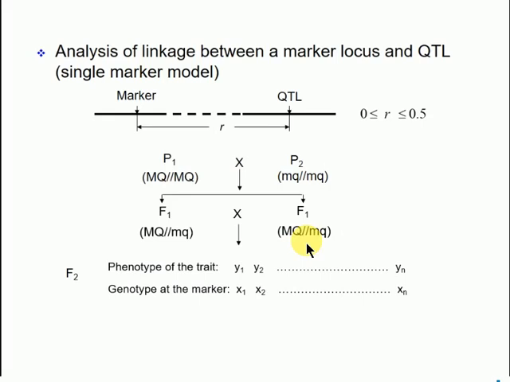So, in other words, we use this information to infer the range of the R in this question. If R is very close to zero, that means the recombination is very, very tight, so we infer the QTL is located very near to the marker. If the recombination is so frequent, we say this QTL has nothing to do with the marker in that location. Understand?